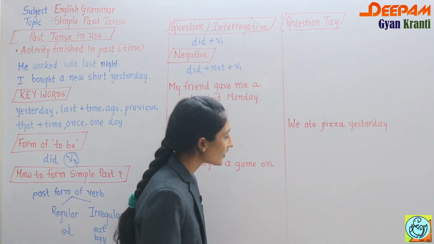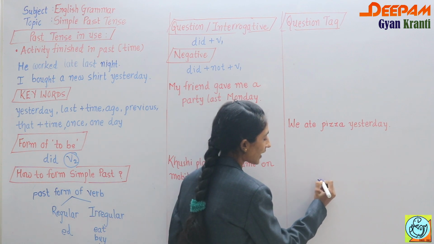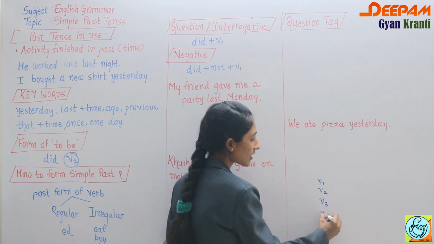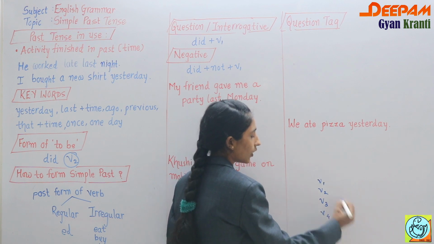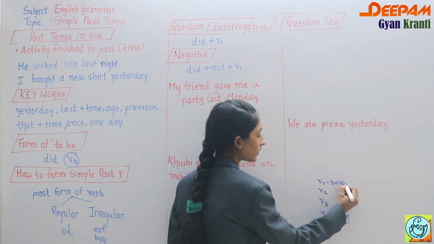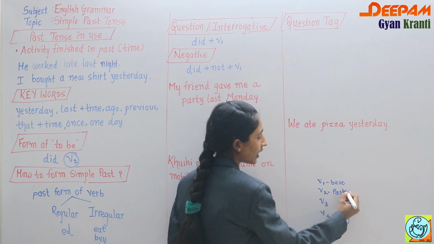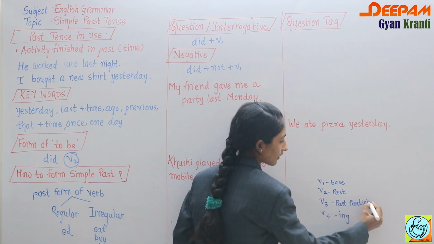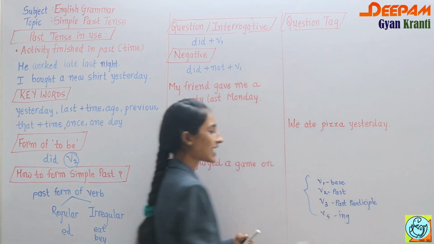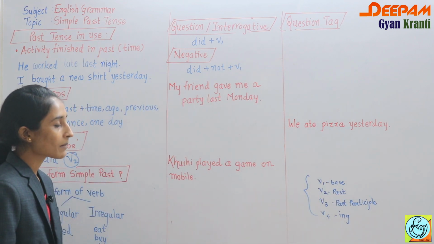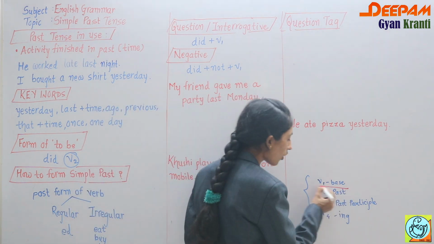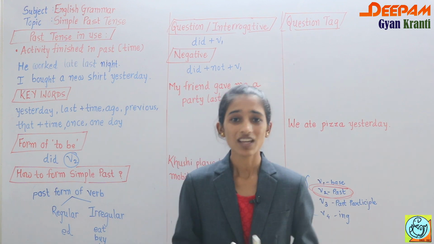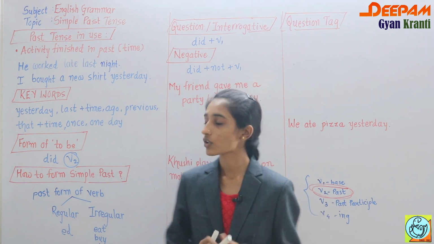I told you in an earlier video that in total we have three types of verb: V1, V2, V3, and we are considering V4 as the ing form. V1 is the base form of the verb, V2 is the past form, and V3 is the past participle. So you have to remember that. As far as simple past tense is concerned, it is the game of V2 only, meaning the past form of the verb. You remember that.